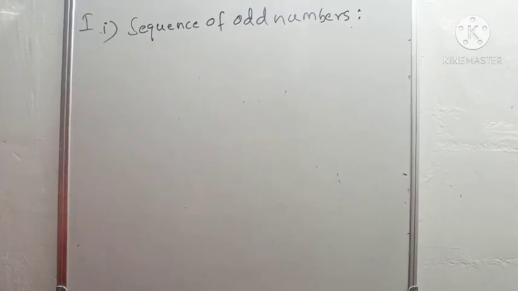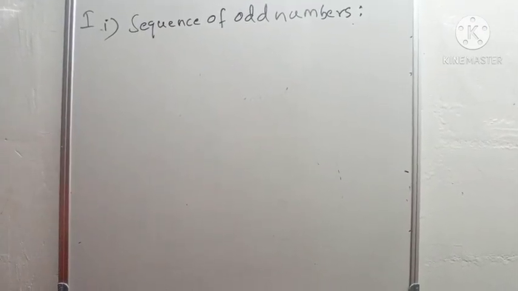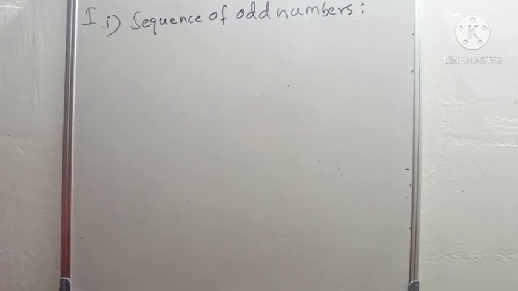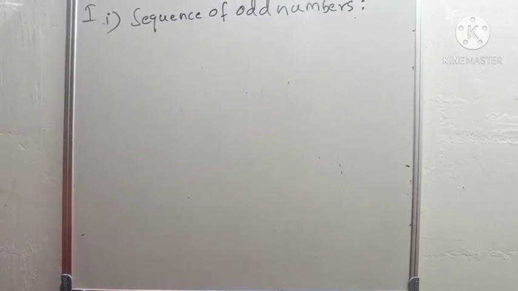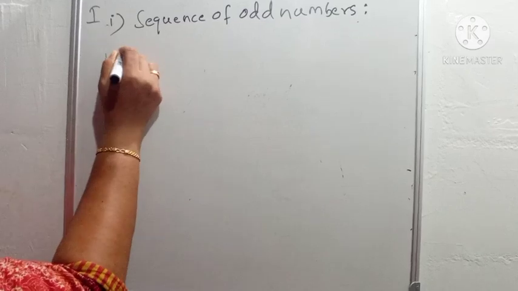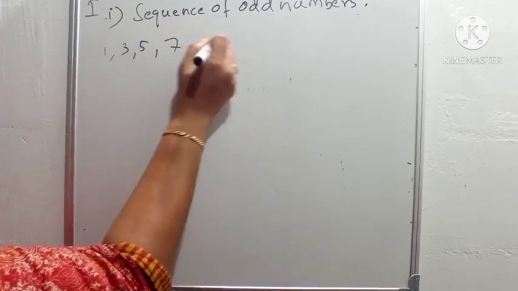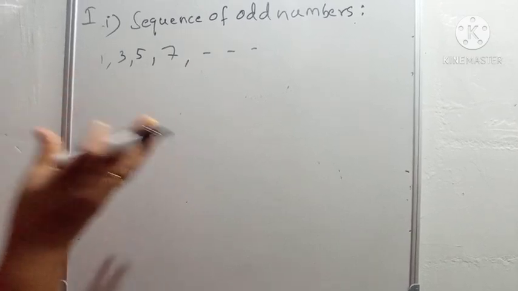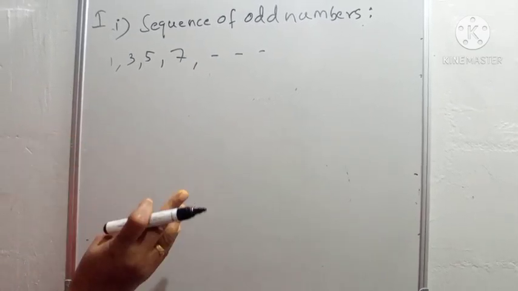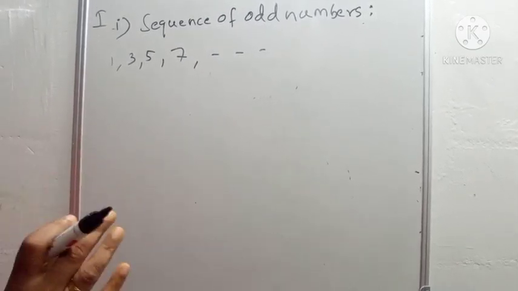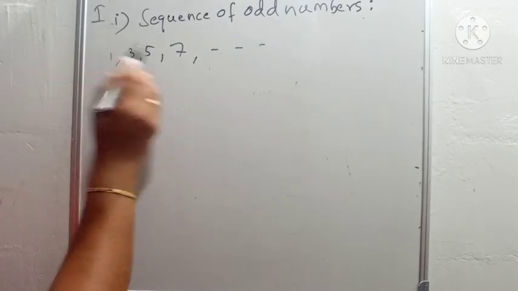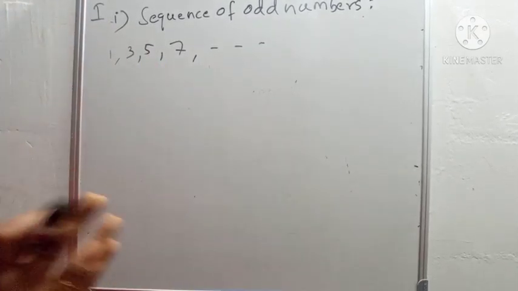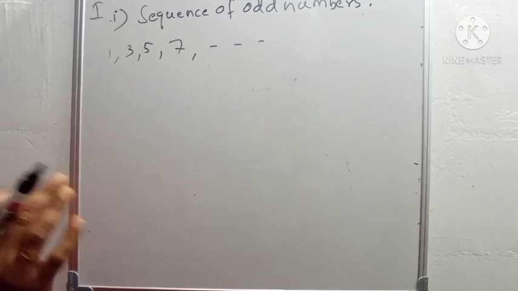First one, sequence of odd numbers. Yes, we already know that the sequence of odd numbers is an arithmetic sequence. Right? Which is that sequence? 1, 3, 5, 7, etc. Yes. So, if there exists a common difference in a sequence, it is called an arithmetic sequence. In a sequence, if a common difference exists, it is called an arithmetic sequence.